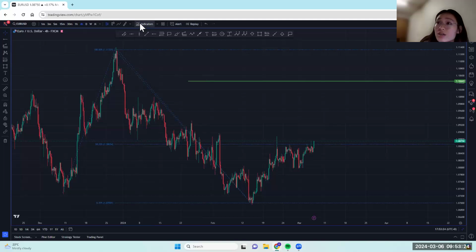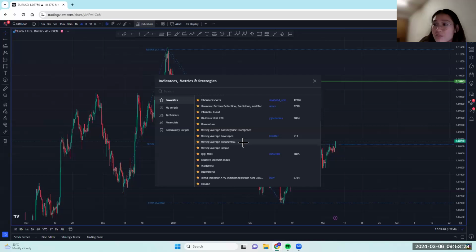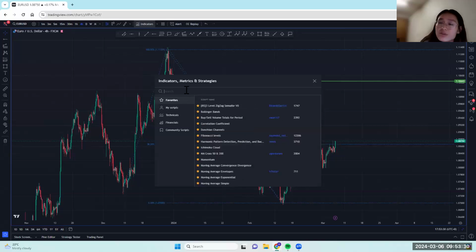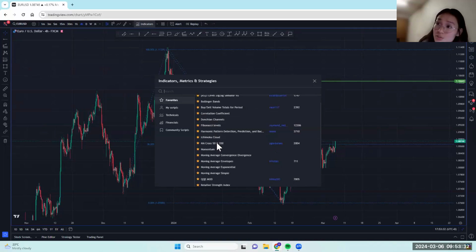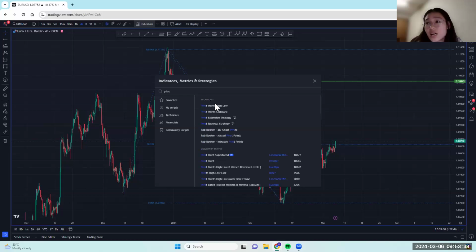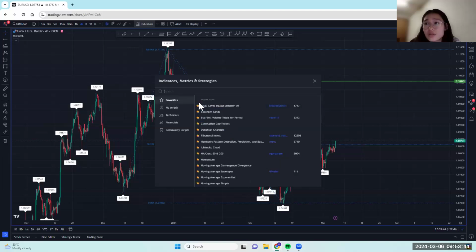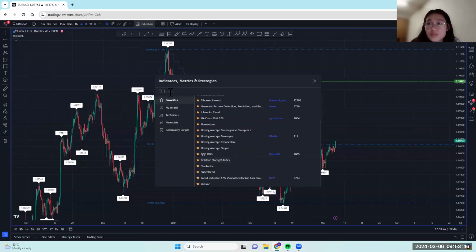For indicators, we have starred these, but you can look up. There are so many indicators out there, so depending on what you are comfortable with, for example, maybe pivot points, we didn't star. So if I'm looking at pivot points, I might star this as well, and then it will show up in my favorites here. But you can just search it here in the search bar.